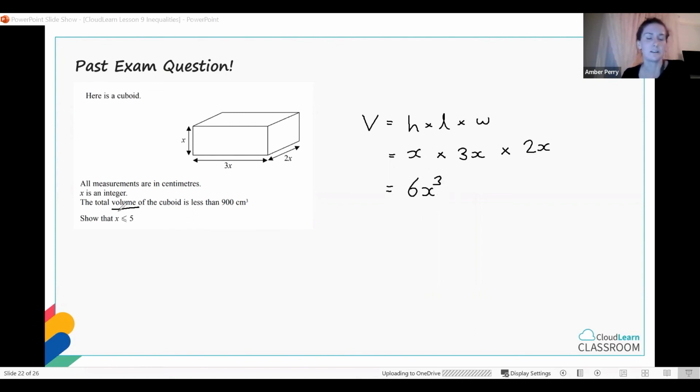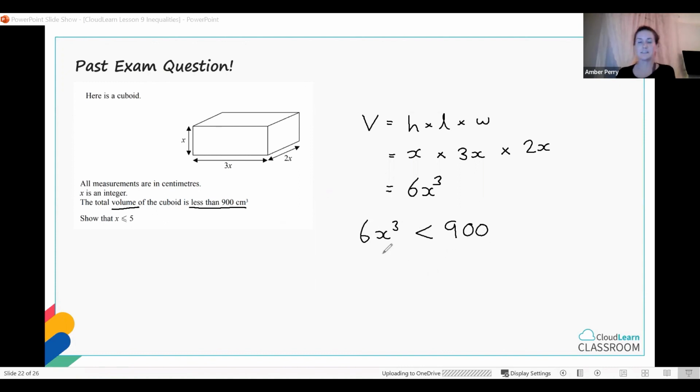So the next thing we're going to do is look here. The volume of the cuboid is less than 900 centimeter cubed. So we can write our inequality now. We know that 6X cubed is less than 900. So now that we have our inequality, we're going to have to think about solving it.